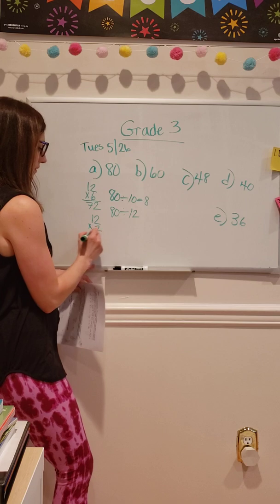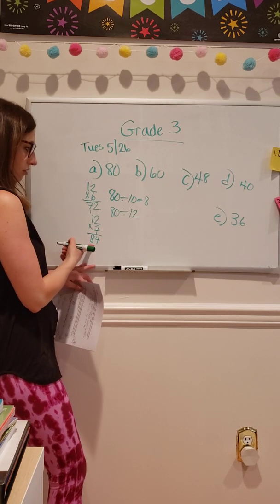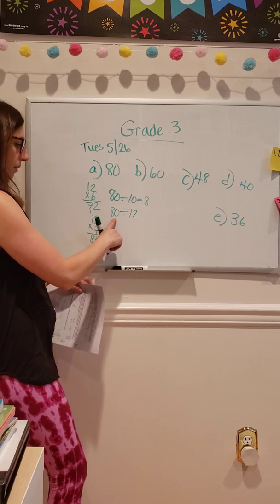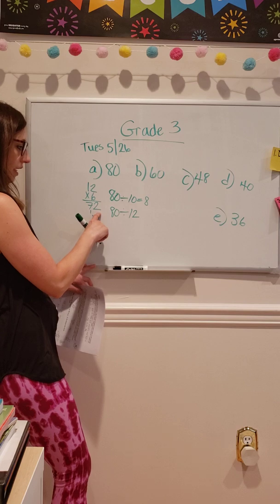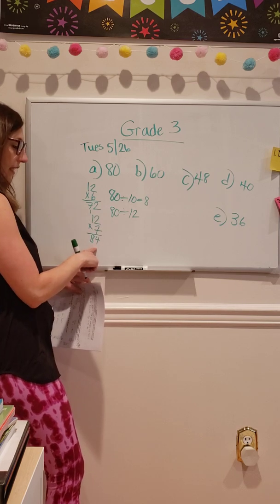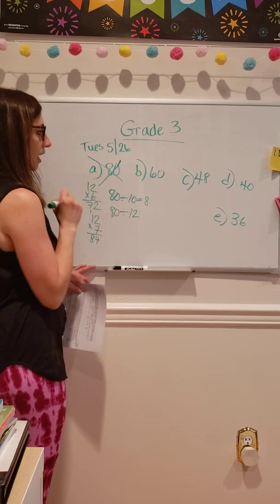12 times 7 would be 84. So if I'm just using 80, I'm going to have a remainder because it would only go 6 times and then I'd have leftovers, okay? Because I don't have 84 apples, I have 80 apples. So the answer is not A.